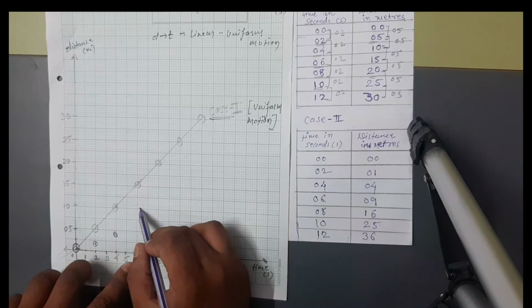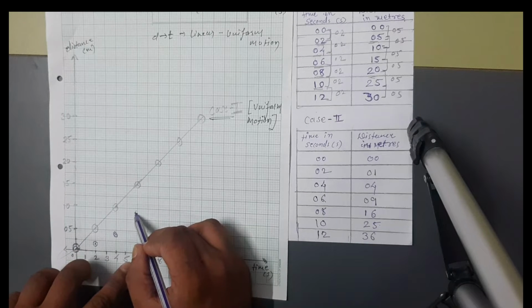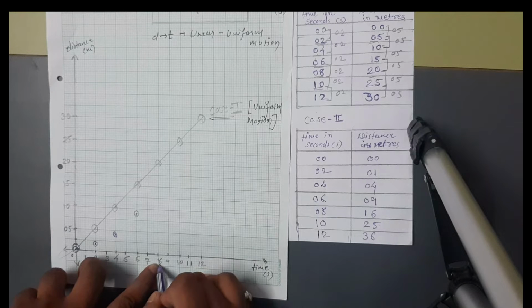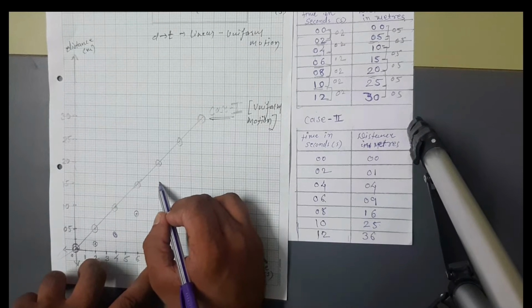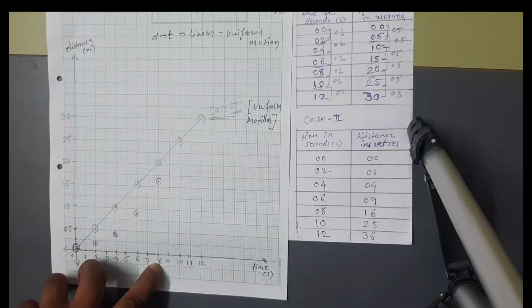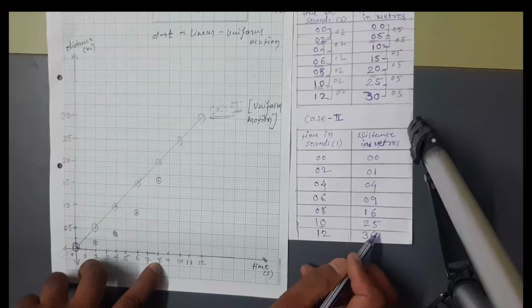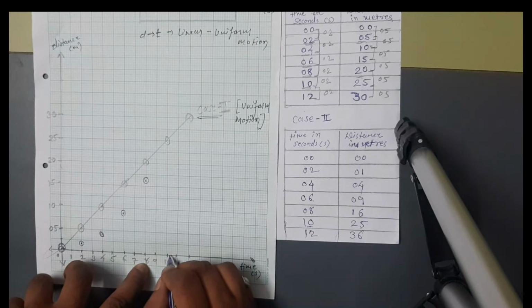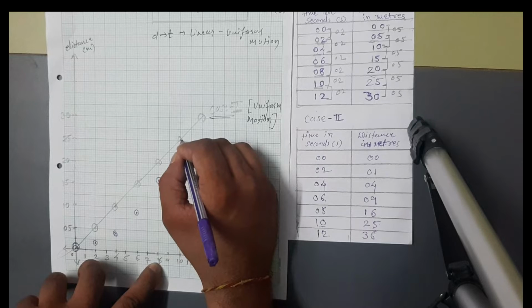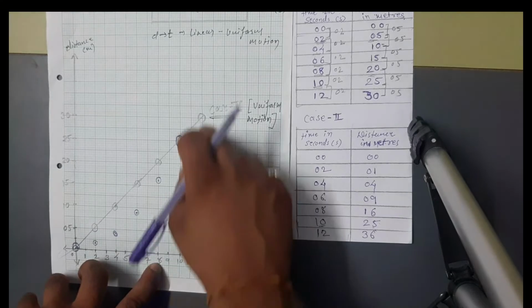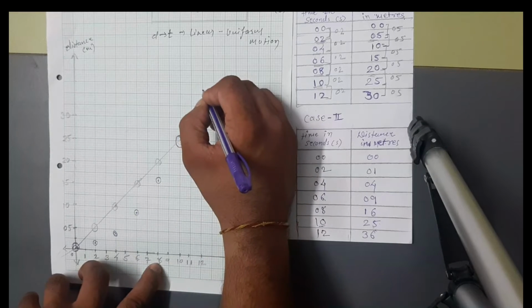So here it is 10. So nearly it will be here, 9 meter. When the time is 8, it has traveled 16 meters. So when it is 8, nearly here we will get 16 meter. When the time is 10, in that case it has traveled 25. So in this case I will get it here. Okay, and when the time is 12, it has traveled 36, means it will be somehow here.